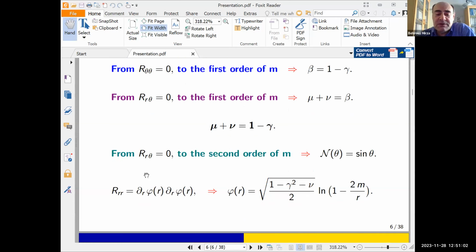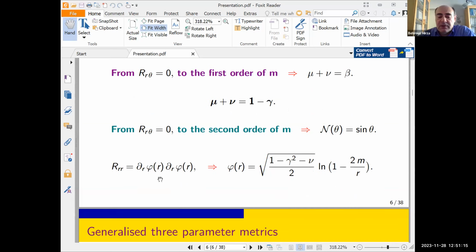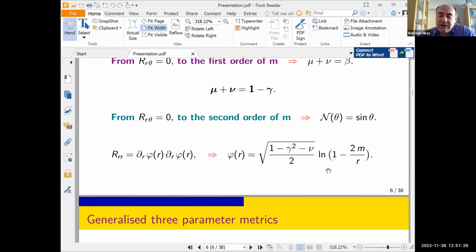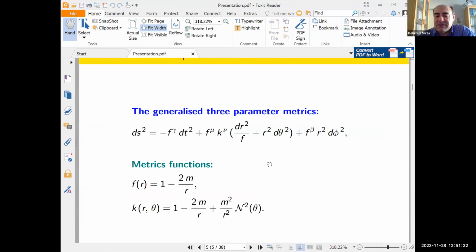The other equation, R theta equal to 0, gives us the unknown function n of theta, which is sine of theta. The equation of the Ricci tensor gives us an exact solution for the scalar field, as you can see. This is our scalar field in this solution. This solution is very simple and very similar to the gamma metric.